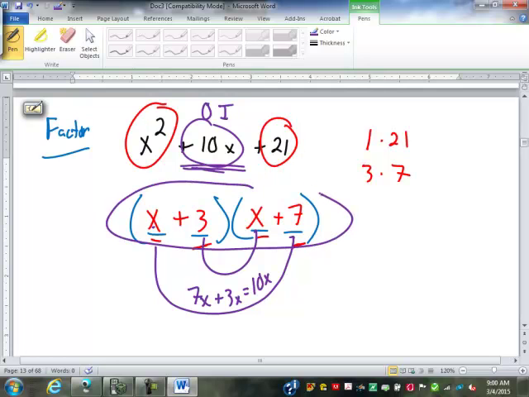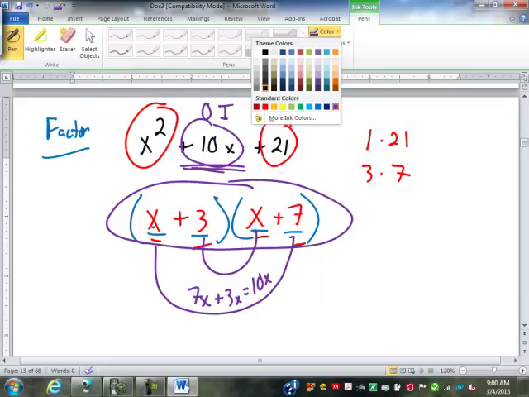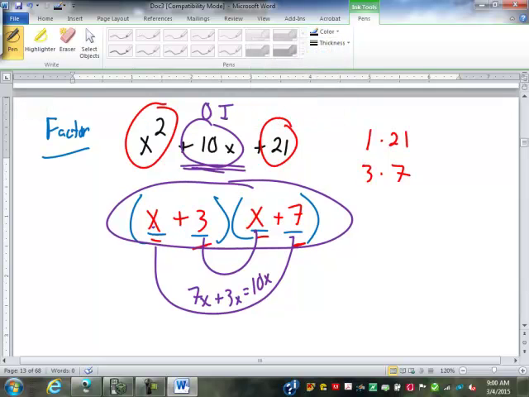So the factoring of this is x plus 3 times x plus 7, which is what we started out with. So hopefully that's what we end up with, right? I can even do it the right way if you want me to do it backwards.